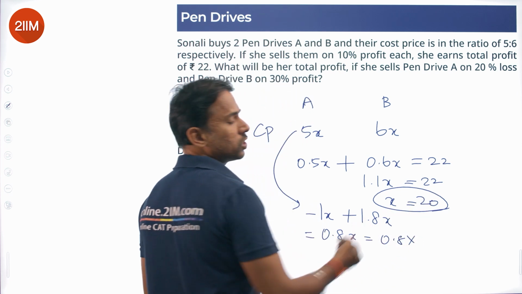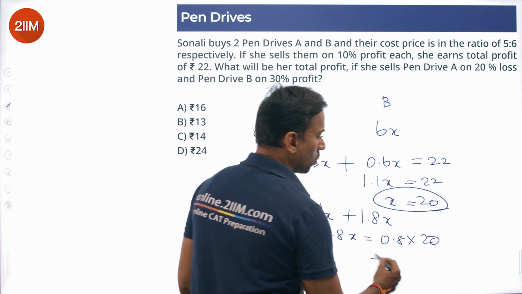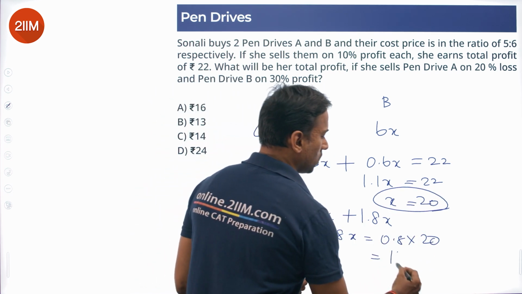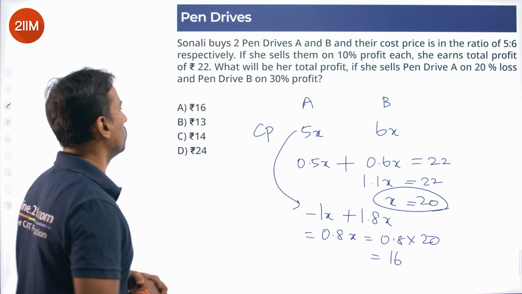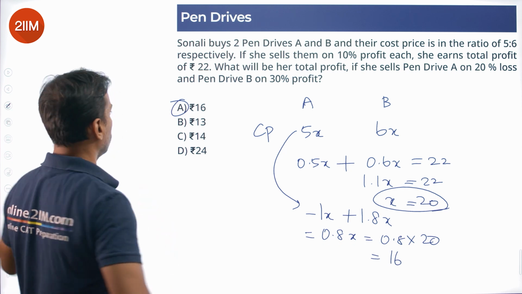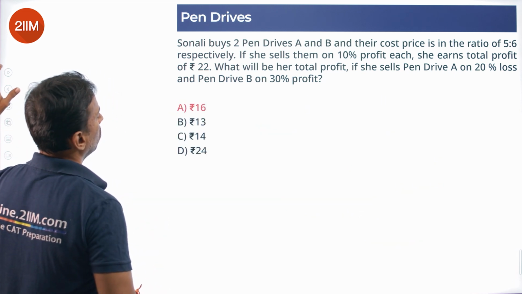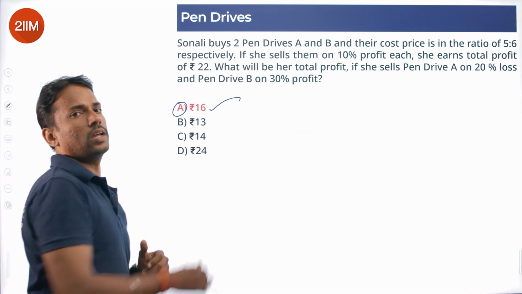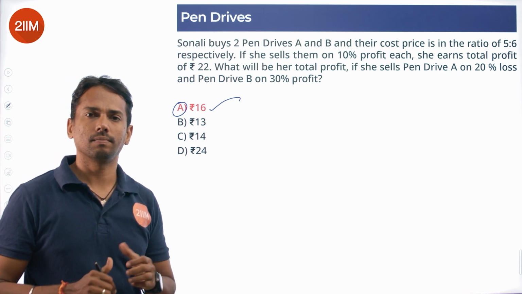0.8 into x, we just now found it to be 20. So 0.8 into 20 is 16. So her total profit should be 16. Option A, 16 rupees should be the right answer. Yeah, we are absolutely right. Option A, rupees 16 is the right answer.